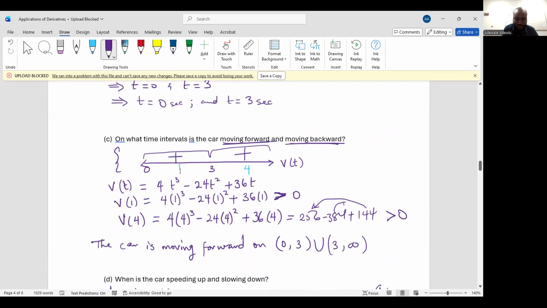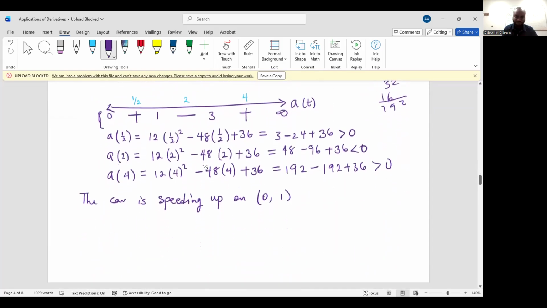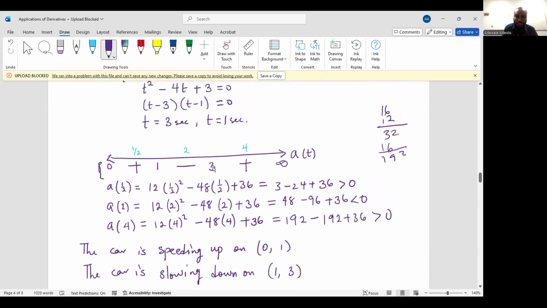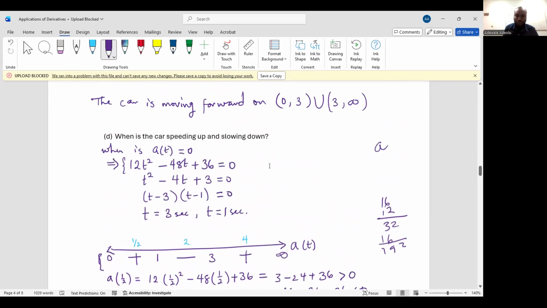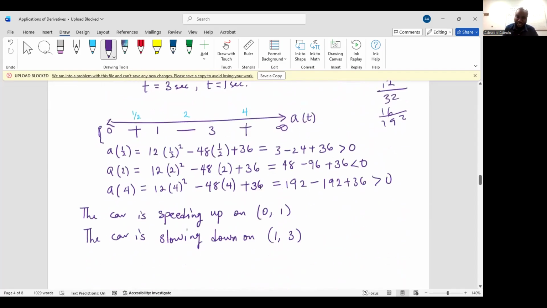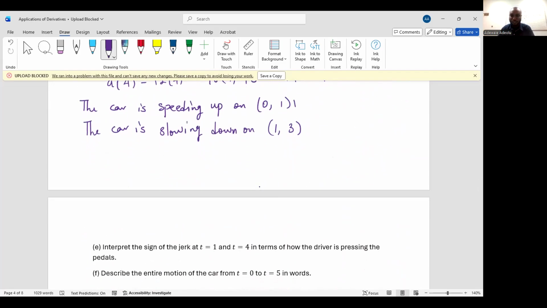From 1 to 3 here, it is positive. So I can say the car is slowing down because they have different opposing signs on 1 to 3. Okay. So from 3 and beyond for acceleration, it is positive. From 3 and beyond for velocity, it is positive. Same sign. So that means it is speeding up from 3 and beyond.